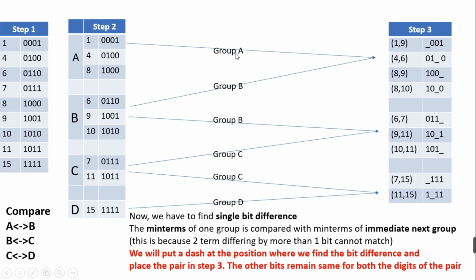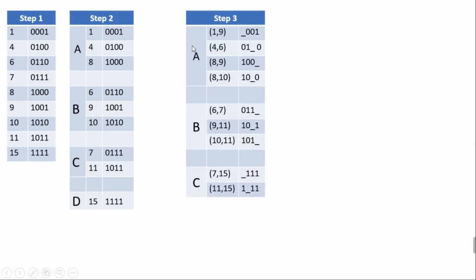So here from group A and B we got these pairs, and from group B and C we got these pairs, and from C and D we got these pairs. So this is what our problem looks like after we're done with the first phase of comparison, right? So this is step 1, step 2, and step 3.